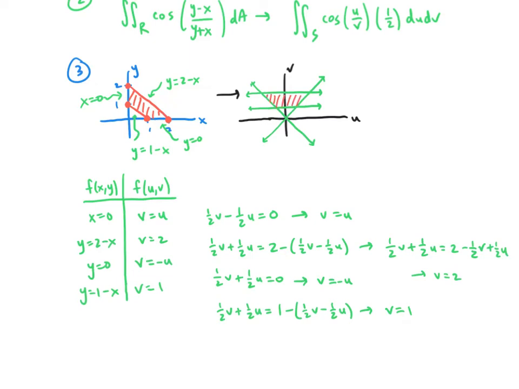And you might think to yourself, well, how did we just simplify this? Well, number one, the original integrand, cosine of y minus x divided by y plus x, the antiderivative is really difficult to do.